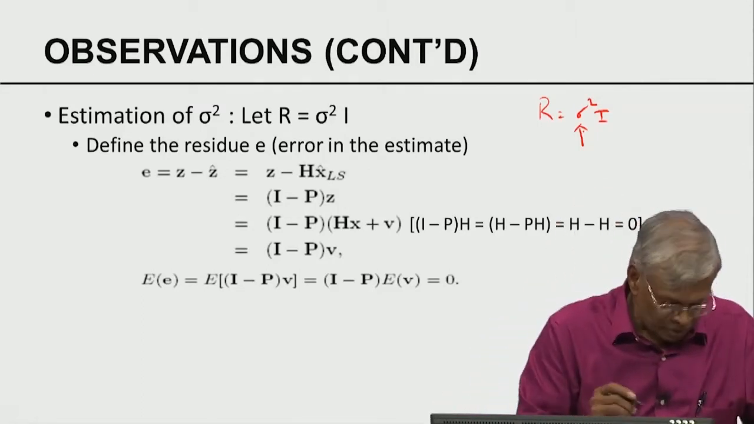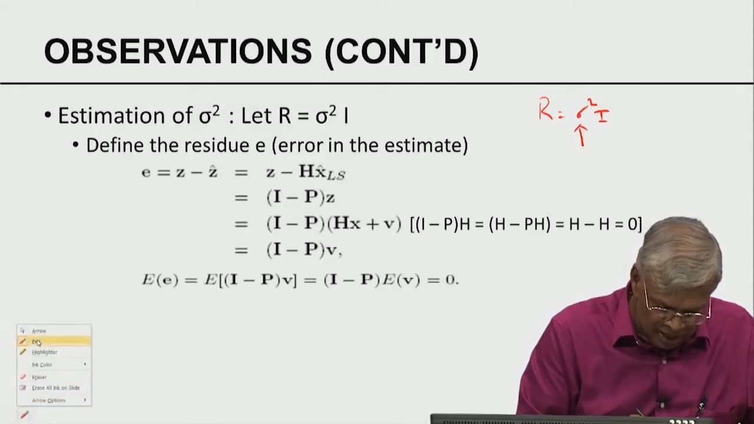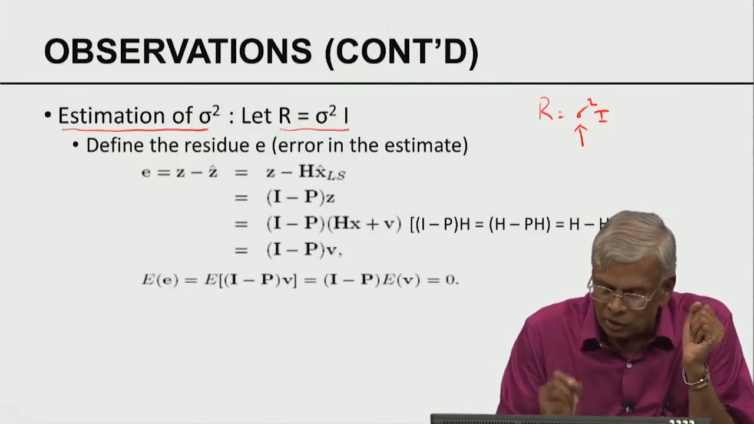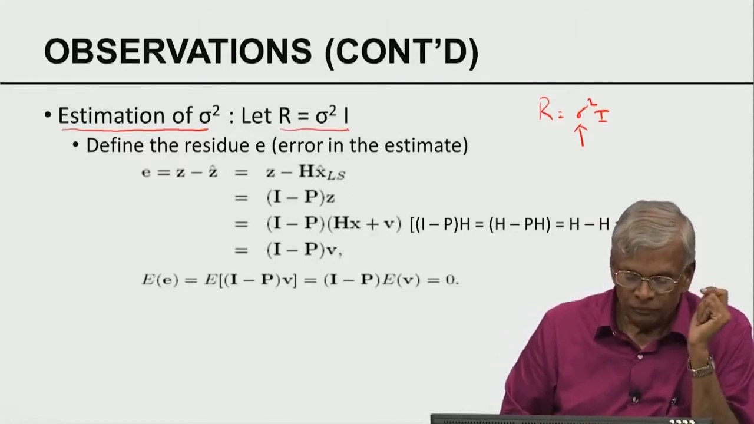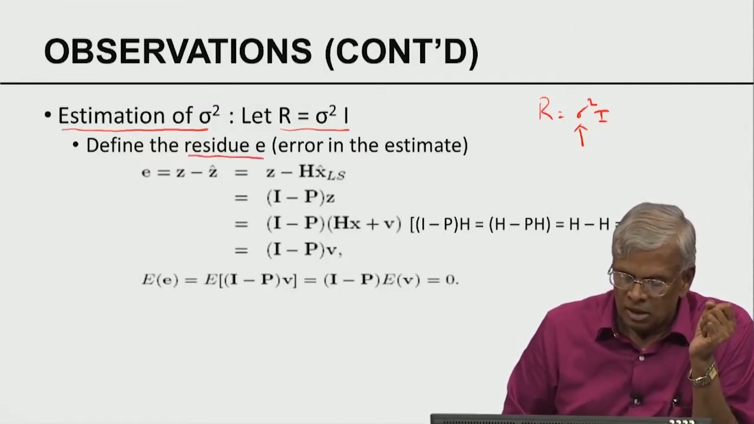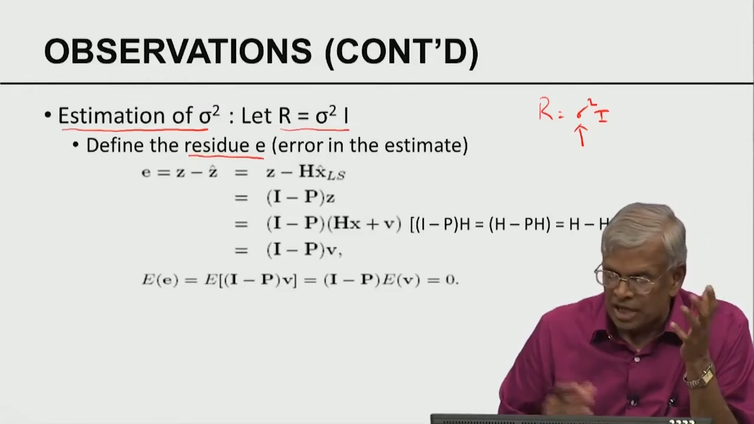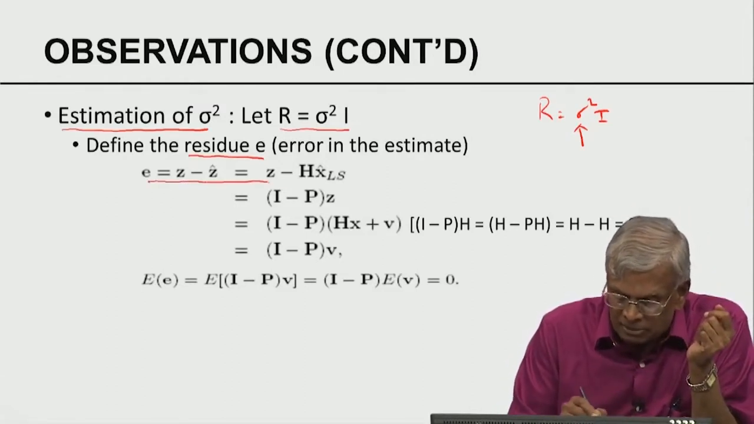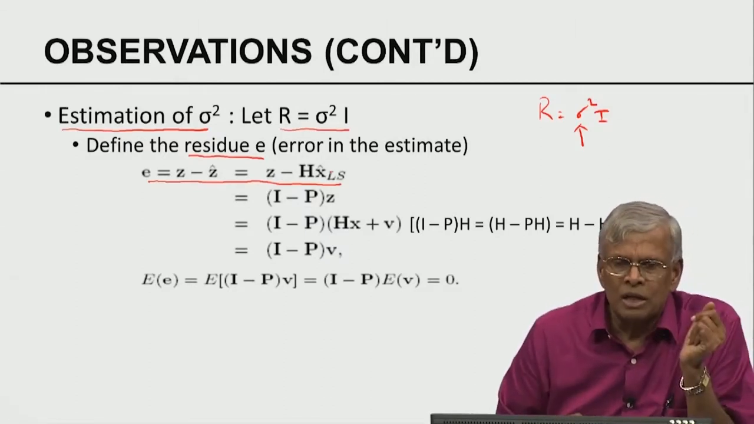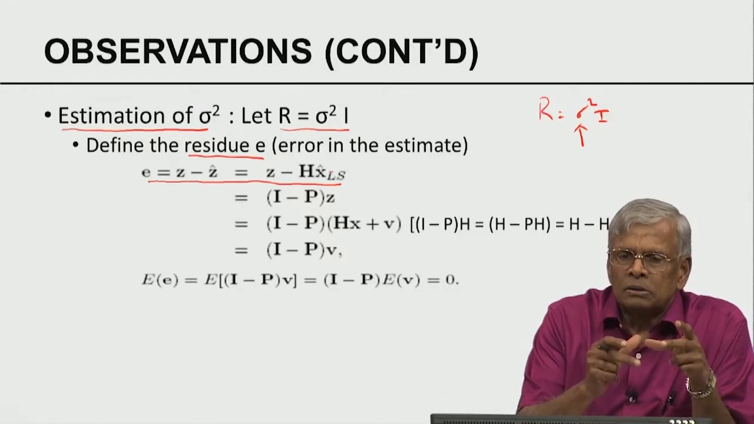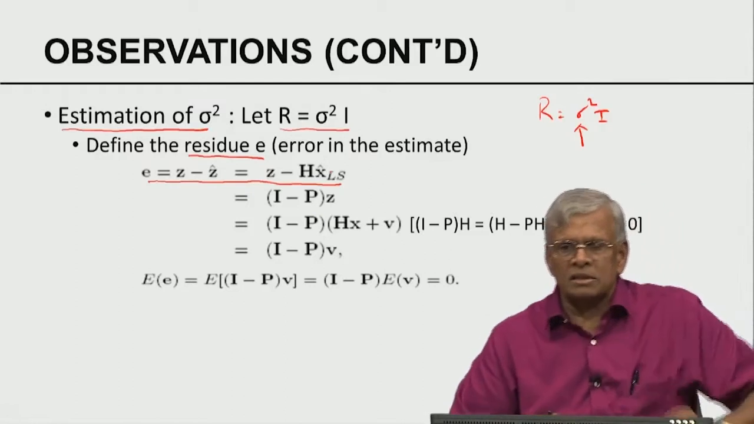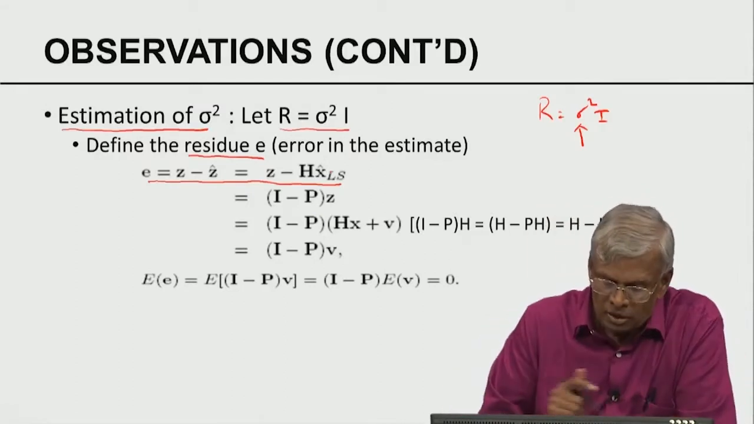So I would like to be able to estimate sigma square, which is related to R by this. Now to be able to do this estimation, I'm going to go back to my residue E, which is the error in the estimate. Sometimes I call it R, sometimes I call it E, depending on the context. I don't think that should bother you. I can call the same quantity by different names at different places depending on convenience. I hope it doesn't throw you off the board.